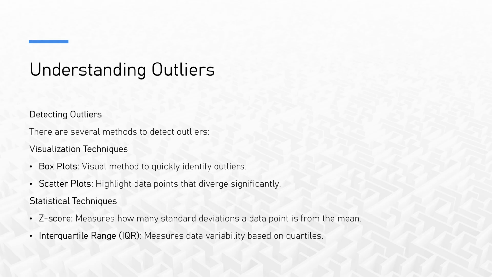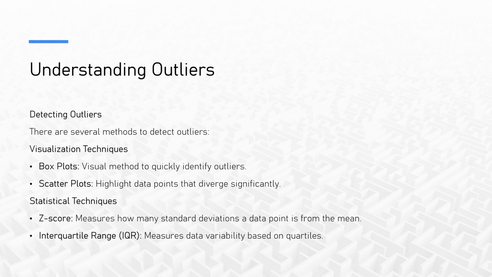There are a few common ways to find outliers. One approach is visualization. Box plots give us a quick way to spot extreme values, while scatter plots highlight points that stand far away from the rest. We also have statistical methods. The Z-score measures how many standard deviations a data point is from the mean. If a value is several standard deviations away, it's likely an outlier. Another approach is the interquartile range, or IQR, which looks at the spread of the data based on quartiles. Any points that fall far outside this range can be flagged as outliers.